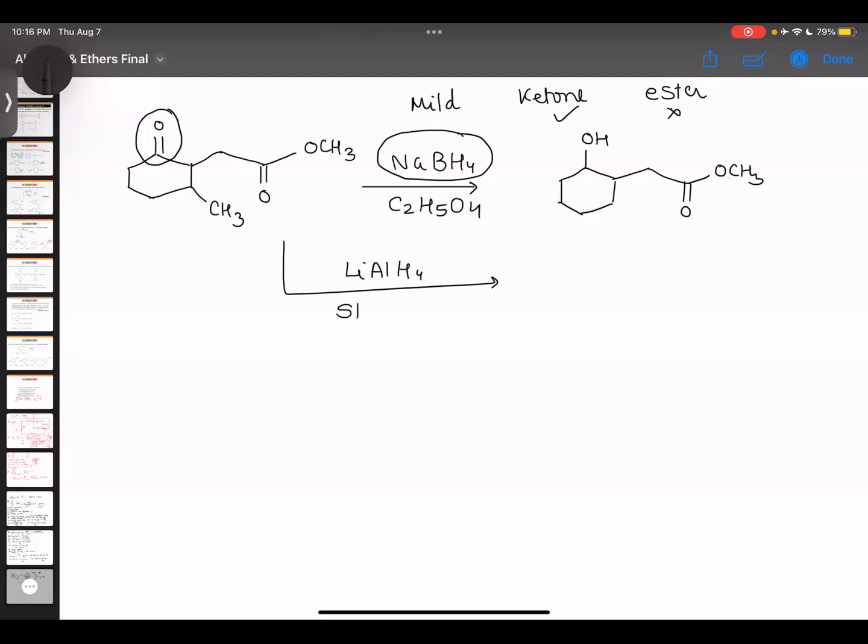This is a strong reducing agent. So it is going to reduce both the aldehyde, ketone as well as carboxylic acid, ester, right? All, right? Carboxylic acid. So I will reduce the ketone and make it OH, while I'm also going to reduce this ester.